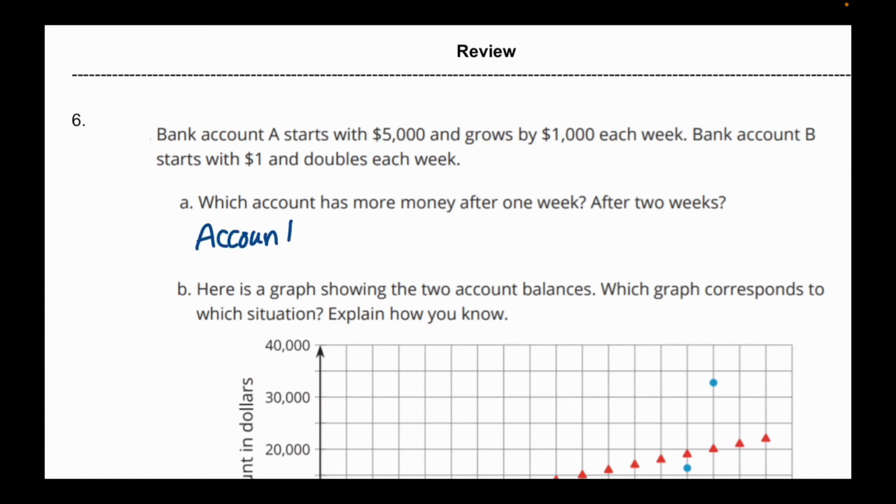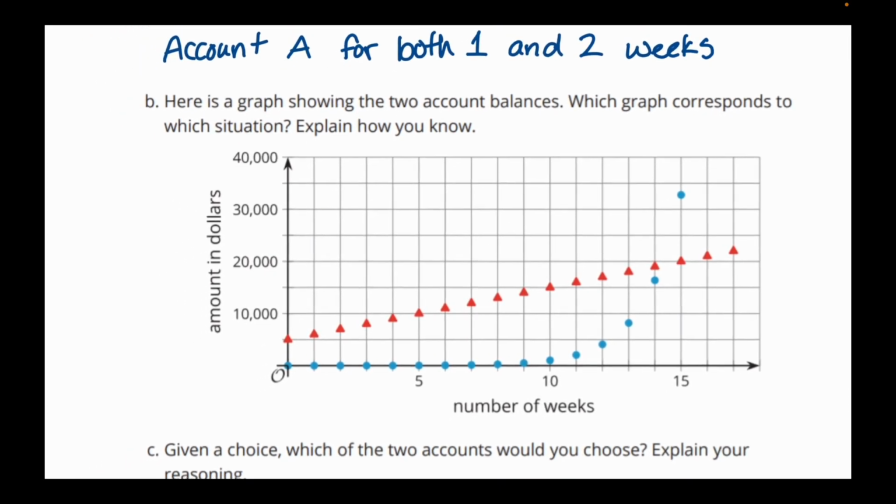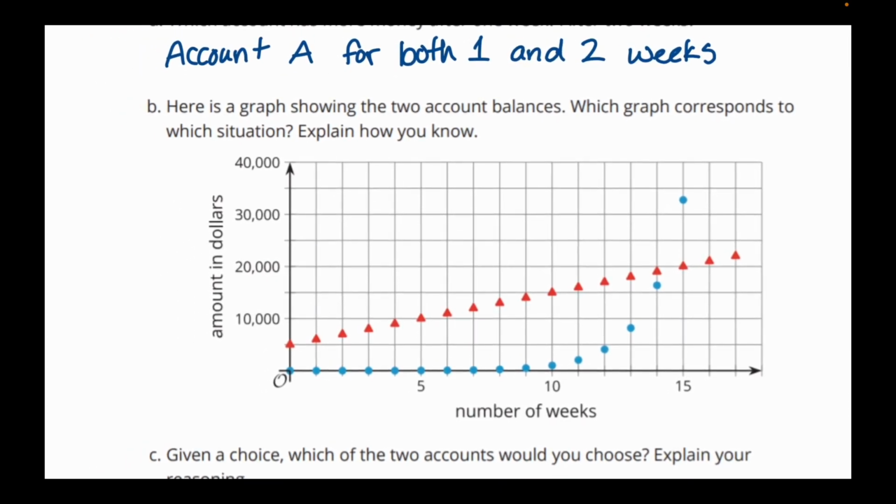Account A for both 1 and 2 weeks. Okay. Here's a graph. Which graph corresponds to the situation, and explain how you know?